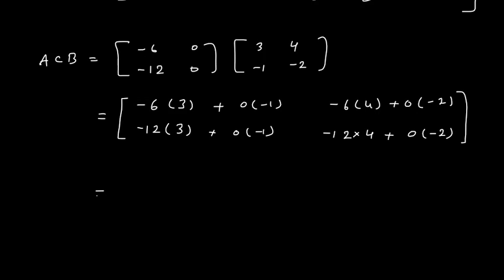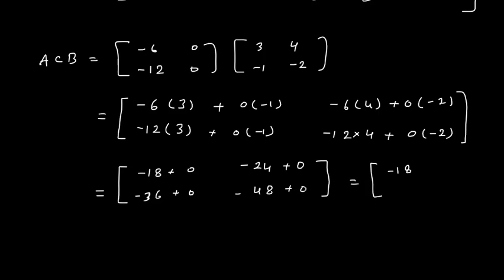So this is equals to minus 18, plus 0 here, and here we have minus 24 plus 0, minus 36 plus 0, and here minus 48 plus 0. Okay, so this is equals to [minus 18, minus 24; minus 36, minus 48]. Okay, so this is ACB.